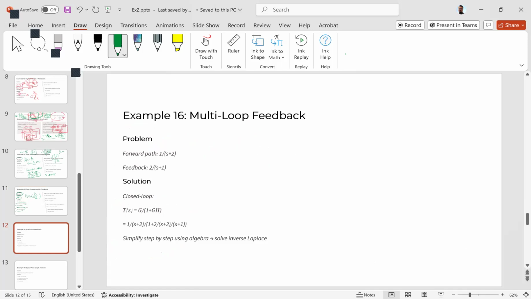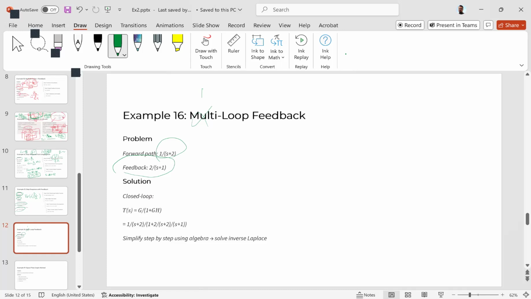Next one. What if we have... It's not a multi-loop actually, it's a one loop. We have a feedback again, but our feedback already has a transfer function. It's not unity anymore. The feedback H of S is 2 over S plus 1, and the forward pass is 1 over S plus 2.